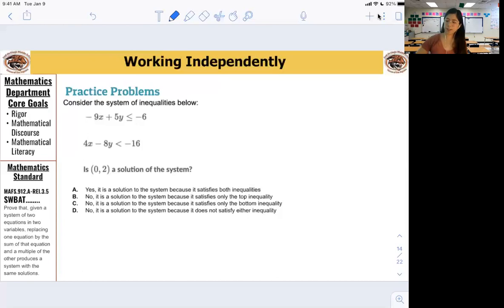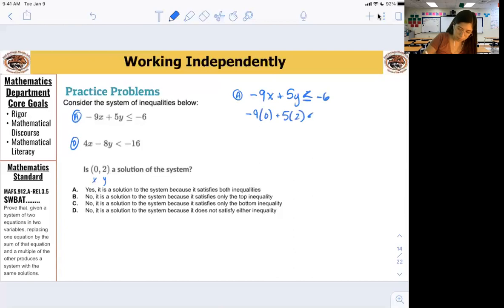All right, so let's take a look. What am I plugging in for x? 0 goes in for x, 2 goes in for y. Starting with inequality A. -9 times 0 is 0. 5 times 2, 10. Is 10 less than or equal to -6? Nope. It does not satisfy the top inequality.